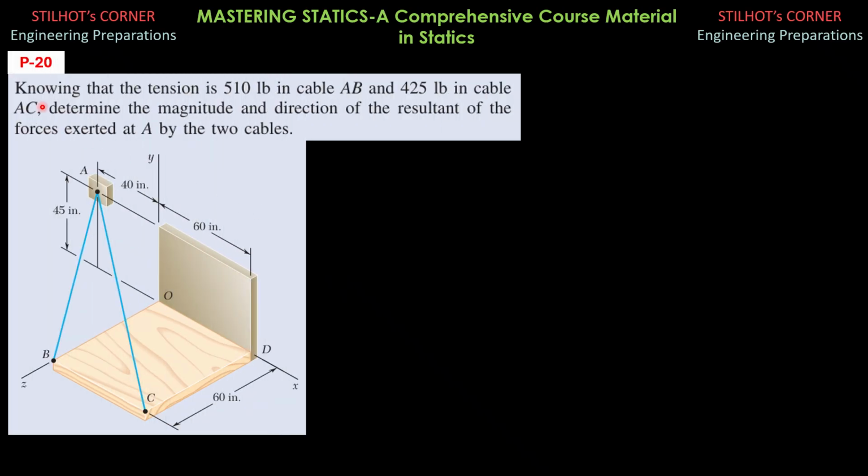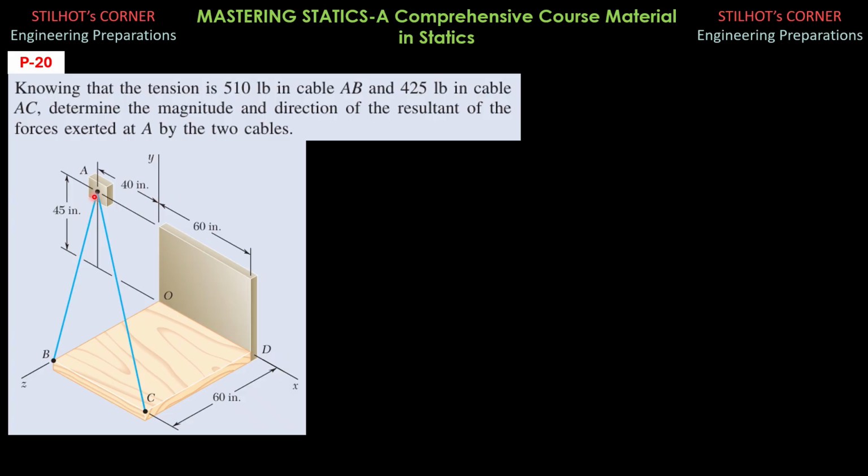Problem 20. Knowing that the tension is 510 pounds in cable AB and 425 pounds in cable AC, determine the magnitude and direction of the resultant of the forces exerted at A by the two cables. This time, this problem is taken from the book by Beer, Johnston and Mazurek, the 11th edition. The previous problems, most of them, were taken from Hibbeler's book.